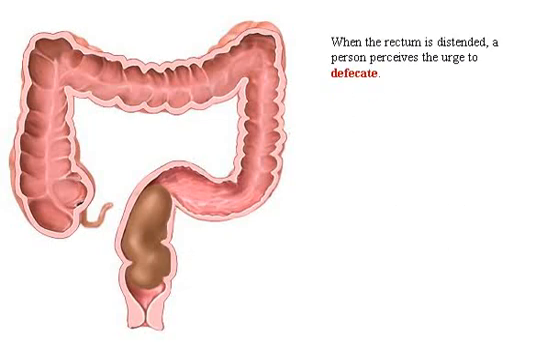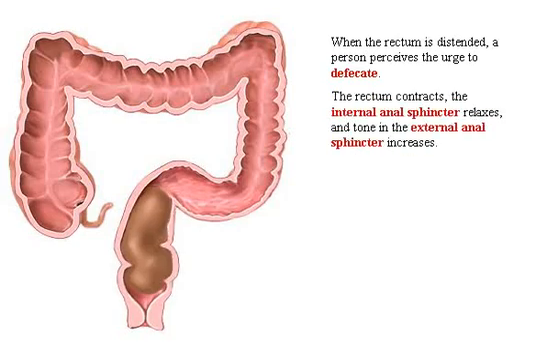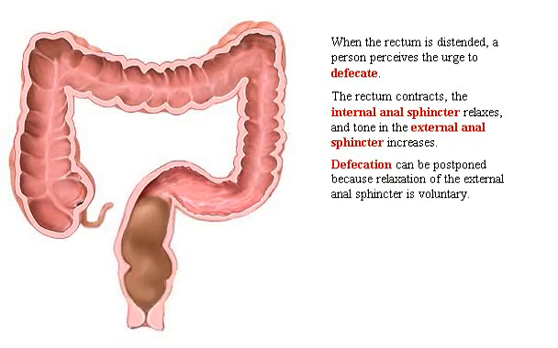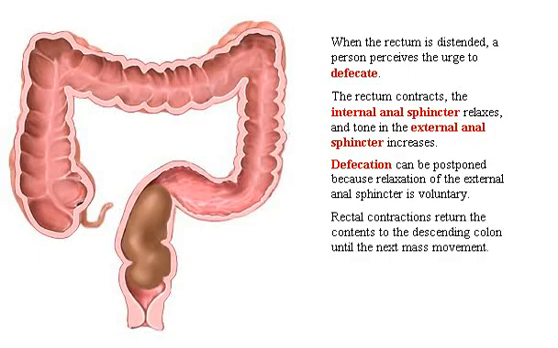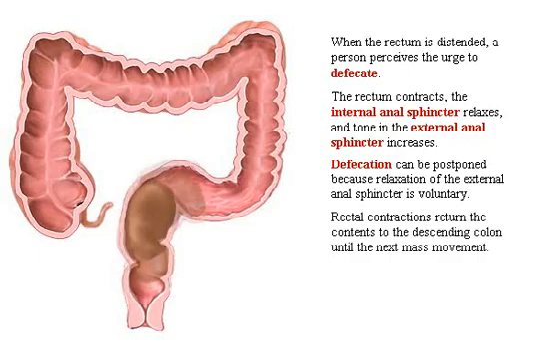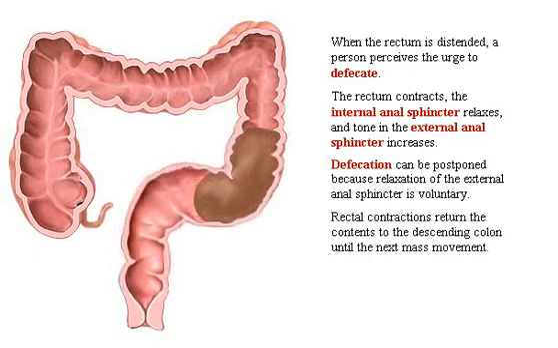When the rectum is distended, a person perceives the urge to defecate. The rectum contracts, the internal anal sphincter relaxes, and tone in the external anal sphincter increases. Defecation can be postponed because relaxation of the external anal sphincter is voluntary. The rectum accommodates, the internal anal sphincter constricts, and the urge to defecate dissipates. Rectal contractions return the contents to the descending colon until the next mass movement.